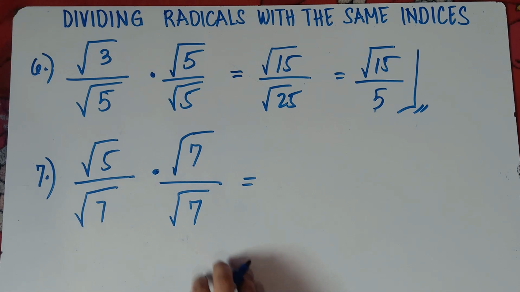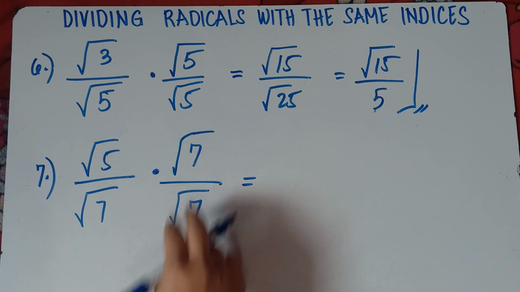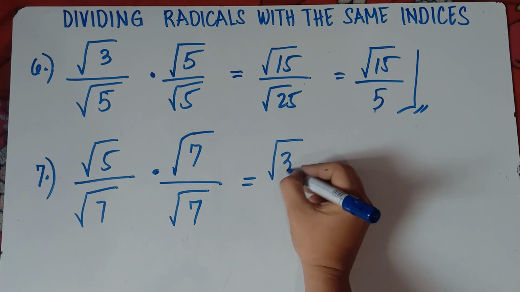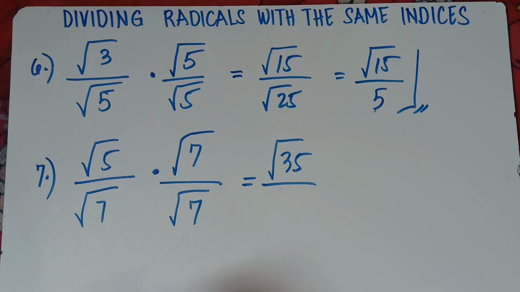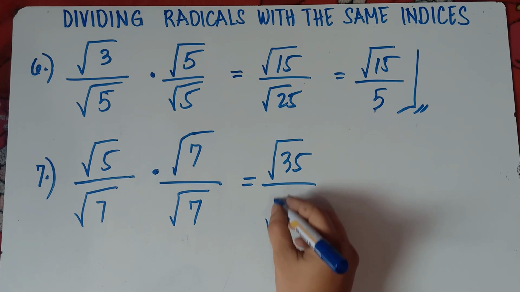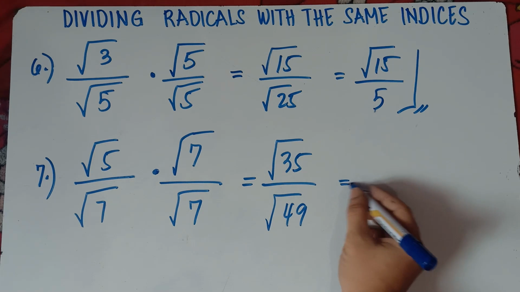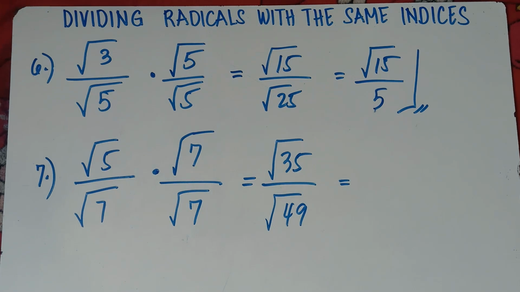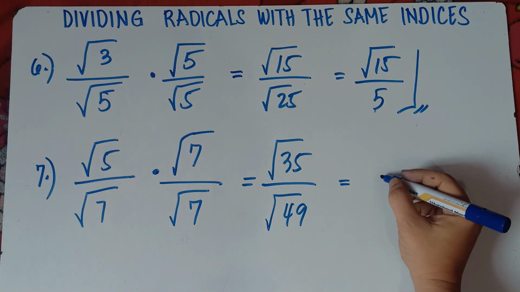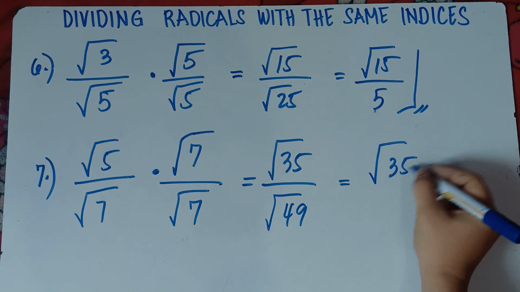And this will be square root of 5 times square root of 7. That would be square root of 35. Square root of 7 times square root of 7, that would be square root of 49. So, can we simplify square root of 35? Nope, we cannot simplify square root of 35. So, simply copy. So, this will be square root of 35.